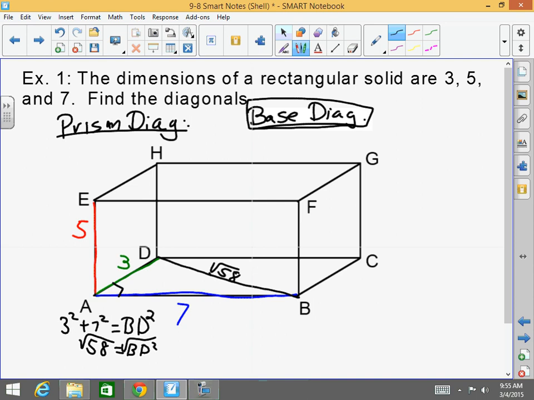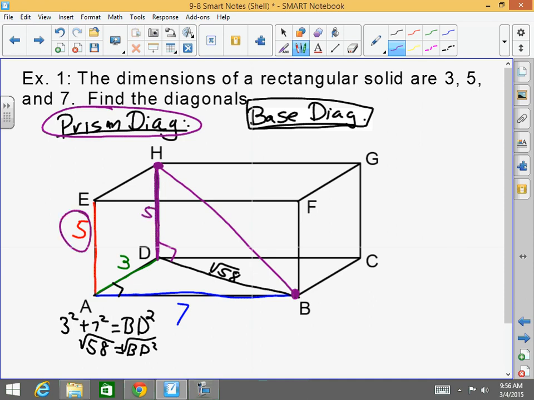Now, we're going to find, let me put a different color here because I want you to see the colors. We're going to do the prism diagonal now in purple. So the prism diagonal goes from H, according to what I have here, through the empty space to B. You feel me here? Well, I've created another right angle here. What is this height right here, though? Guys, it's 5.